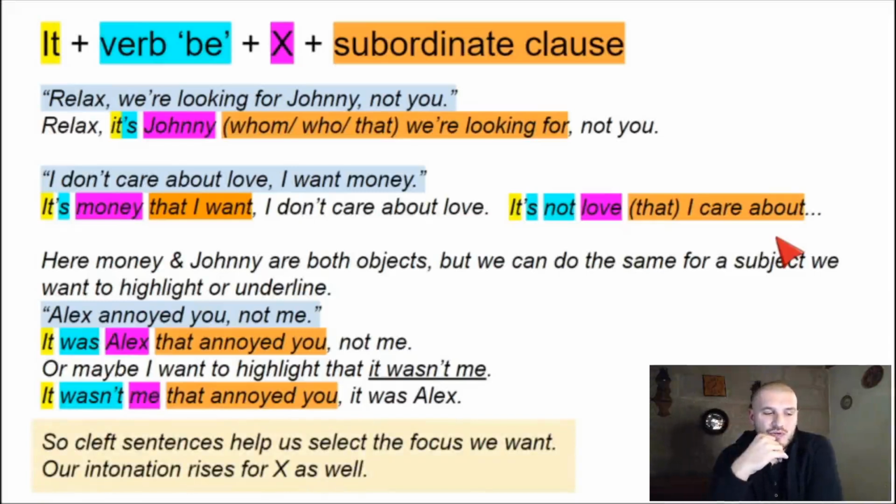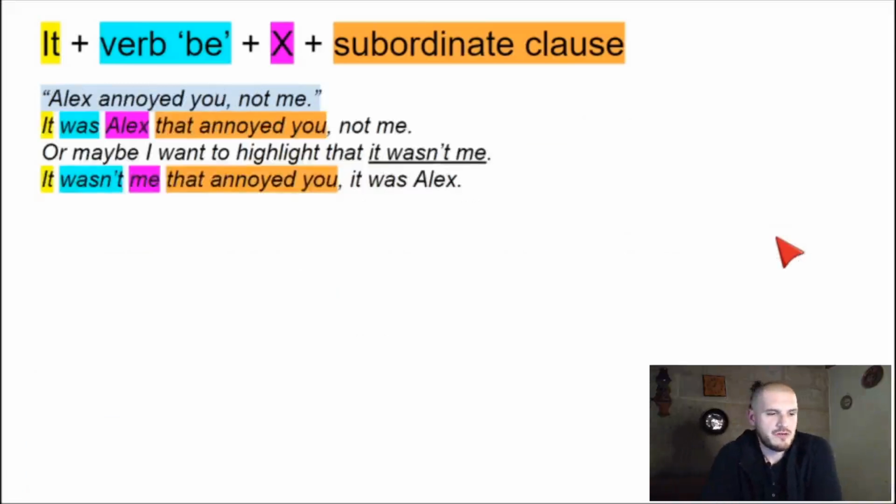Our intonation also rises on X. So for example, it's Johnny we're looking for, not you. It's money that I want. I don't care about love. It's not love that I care about. So the X, that purple word, that's where your intonation comes up, okay? So here are those examples again.